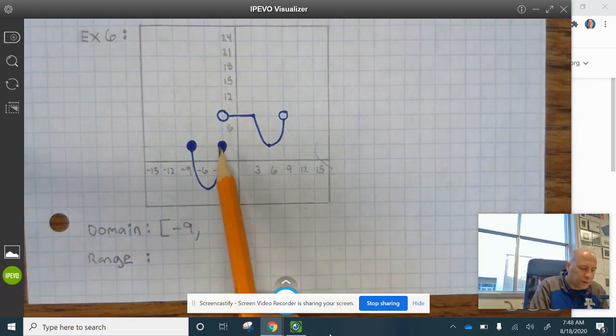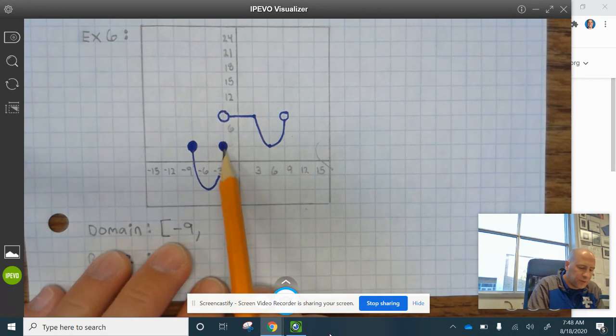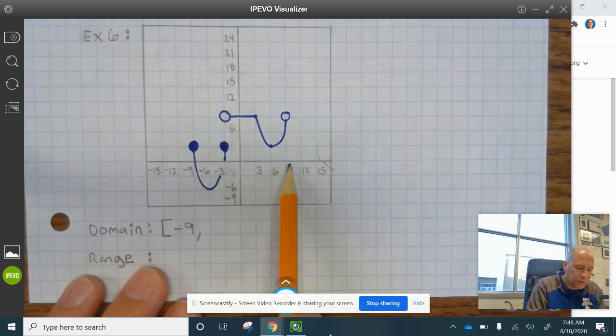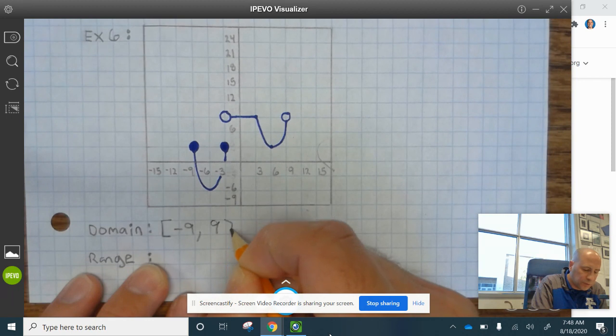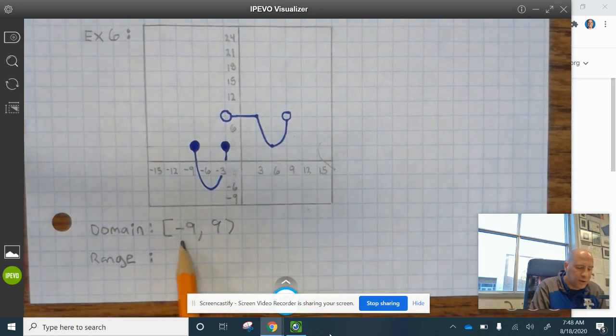Now you'll see here you have a closed circle and open circle. Since they're on the same x value, this circle closes that circle, so there's no gap. Okay, so you go to the right. It looks like you're going to 9. It's an open circle, so it's parentheses not included. So the domain is bracket -9 to 9 parentheses.